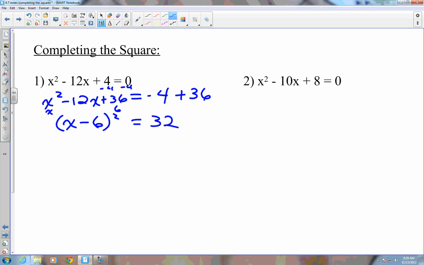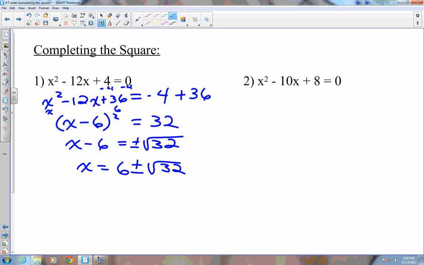Okay, so now I have an equation that looks like that one we started with, right? So I can take the square root of both sides. So x minus 6 equals plus or minus the square root of 32. Add 6 to both sides and I get x equals 6 plus or minus the square root of 32.